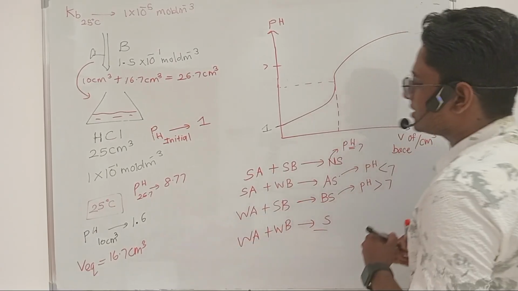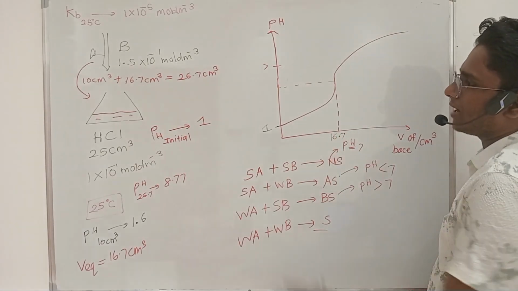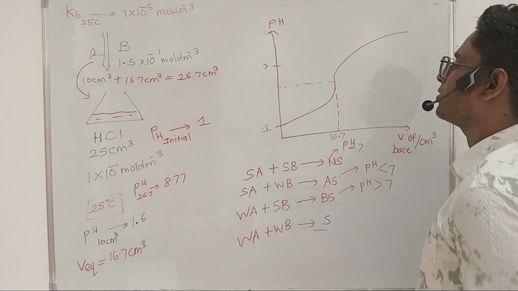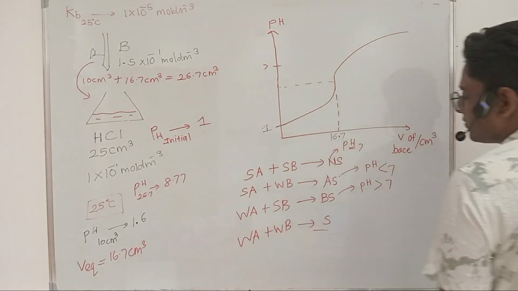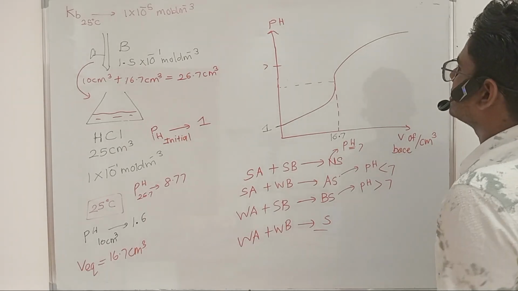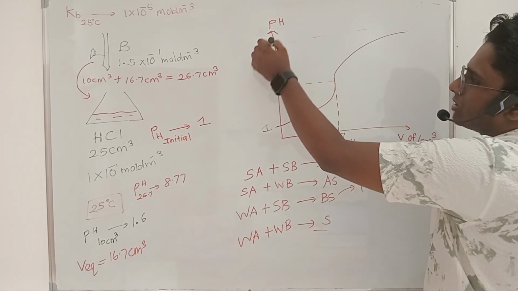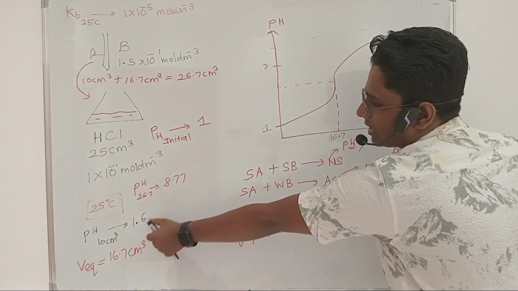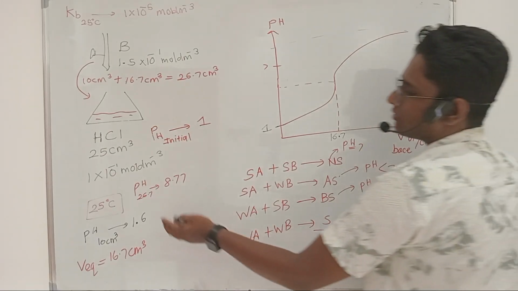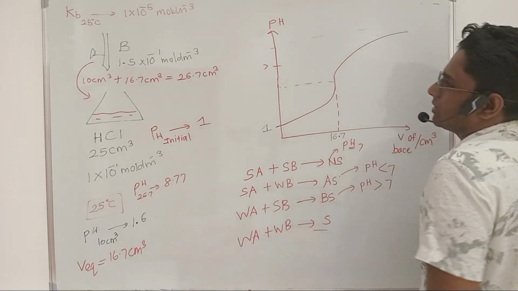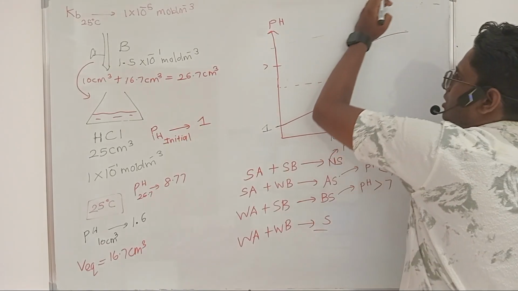The volume at the equivalence point is 16.7 centimeter cube. You have to mention that also. The pH at this point is not needed, but you should know that the pH is definitely below 7. And here it must be going closer to 9 something. We found after adding 10 centimeter cube past the equivalence point, the pH was 8.77. So somewhere close to 9, the graph should go.